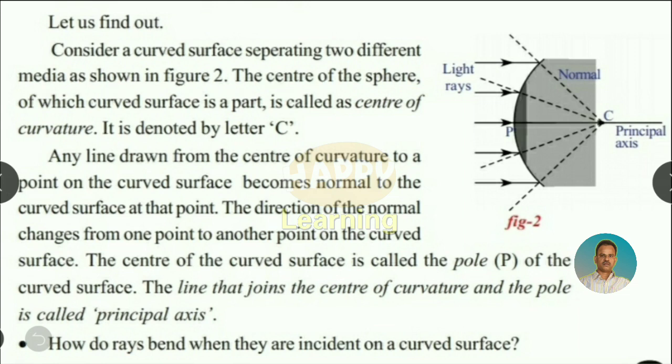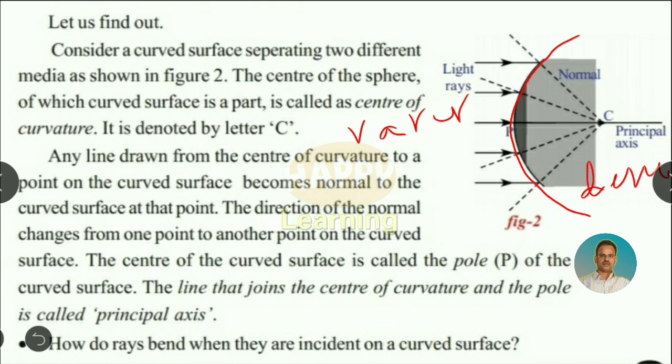Here in this figure, there is a curved surface. This is the curved surface. This curved surface is separating this white portion, which we call the rarer medium, and this dark portion, which we call the denser medium.